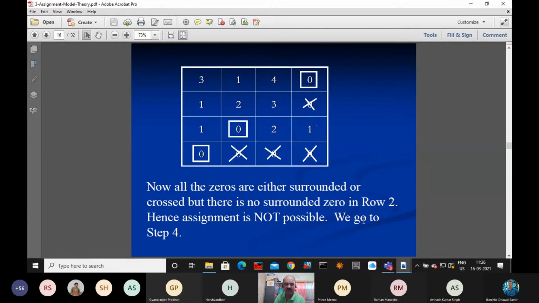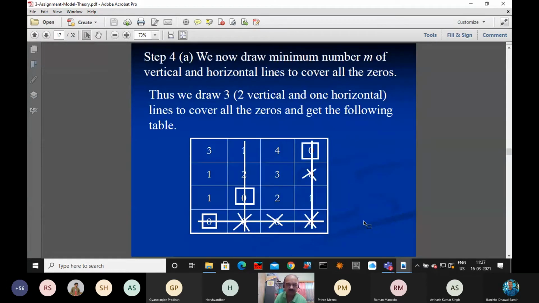So the first row has zeros, second row, third row, and fourth row, and similarly the first column, second column, third column, fourth column. We would like to cover all the zeros. If you draw the minimum number of vertical and horizontal lines to cover all the zeros, these are the lines. You can see in the second column we have drawn a line, in the fourth column we have drawn a line, and in the fourth row we have drawn a line. So that is the minimum number.